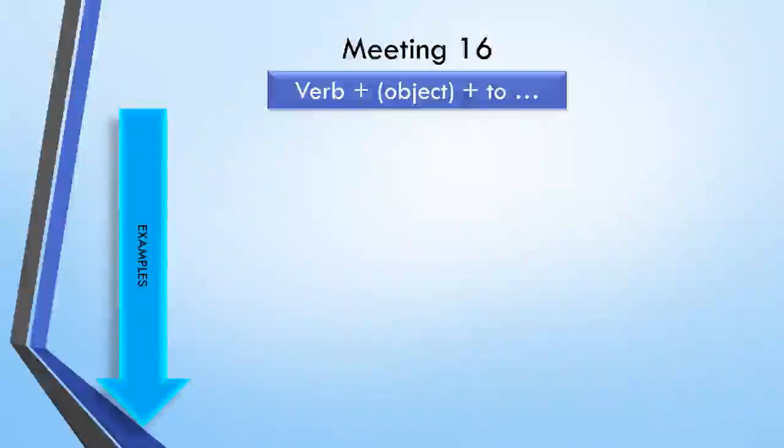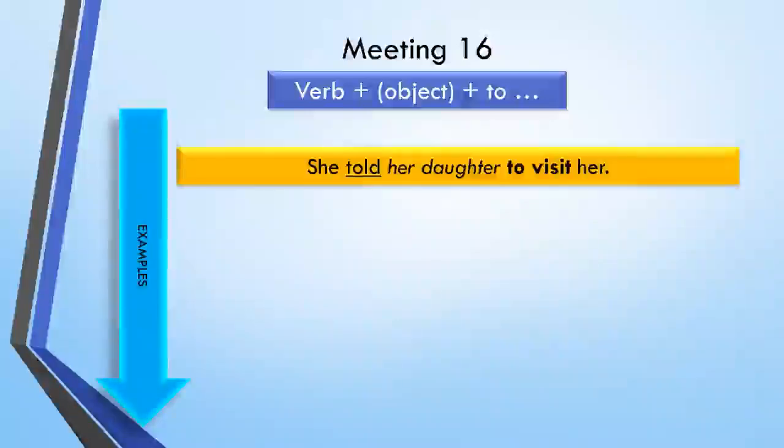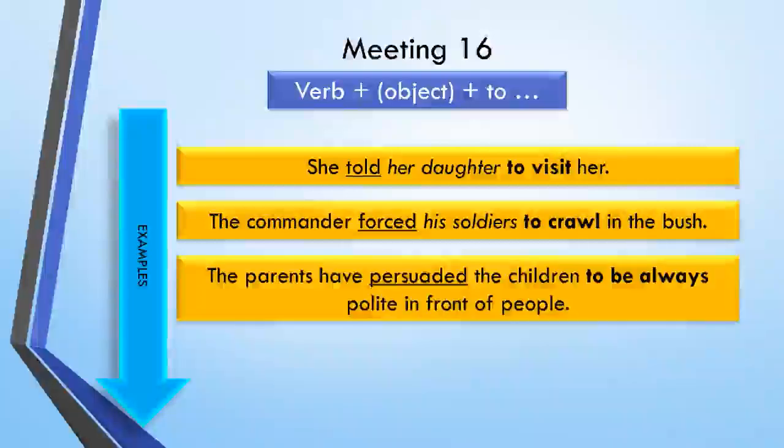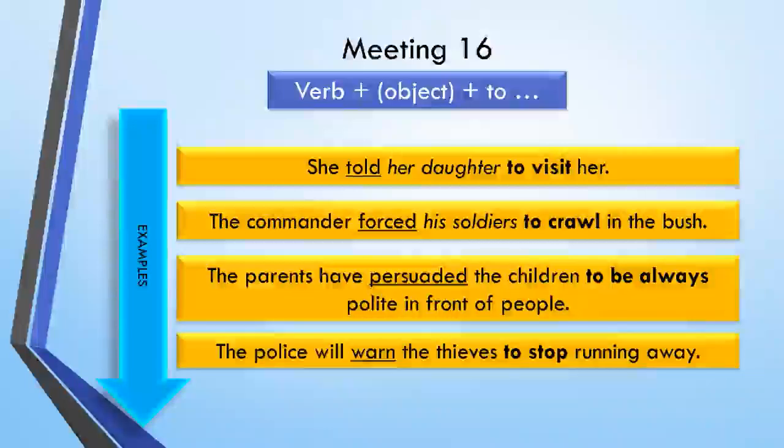Now, how about the examples? She told her daughter to visit her. The commander forced his soldiers to crowd in the bush. The parents have persuaded the children to be always polite in front of people. The police will warn the thieves to stop running away.